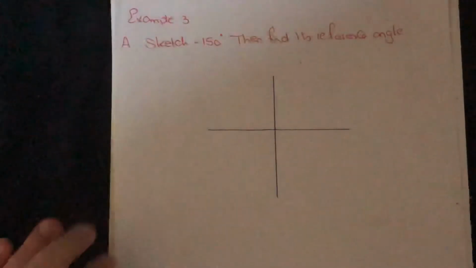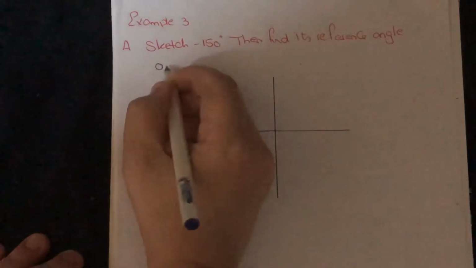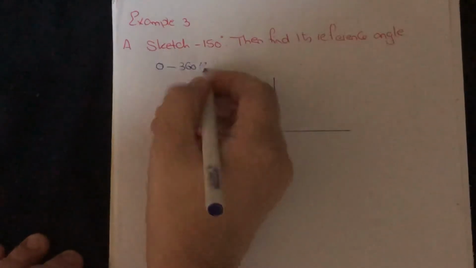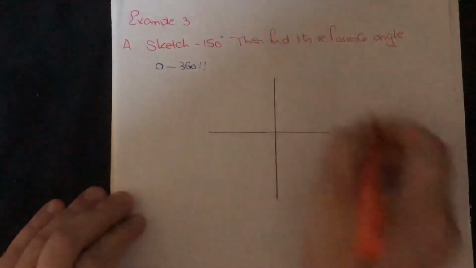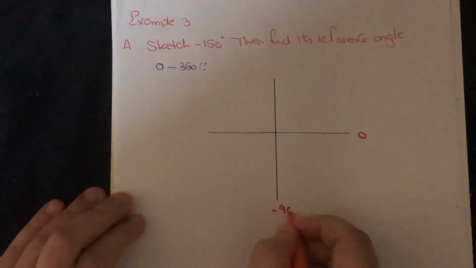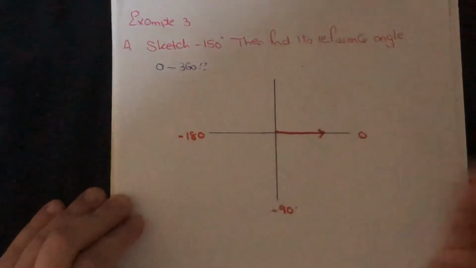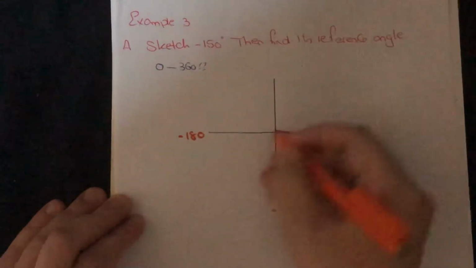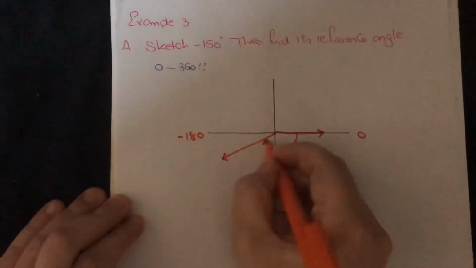For example, you have example 3, or I would prefer doing this one first. Sketch negative 150. Ask yourself the first question: is negative 150 lying between 0 and 360? Of course not. I know you can draw it. You can go clockwise. This is 0, this is negative 90, this is negative 180. You can sketch it, initial side.